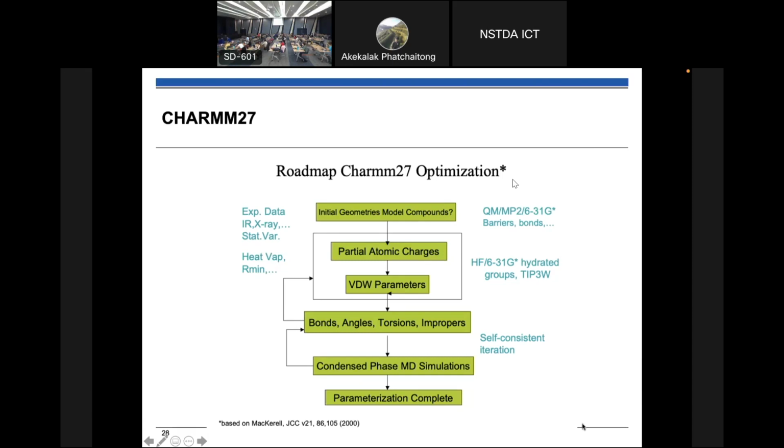Bonds and angles for a very first molecule, generally, when they are not known, can come from experimental values, because you have IR and other spectroscopies. From there, you can calculate the frequencies, and from there the force constants, or you can calculate them from quantum chemistry as well, right? These numbers go in, then you do a condensed phase simulation. This is your bulk simulation.